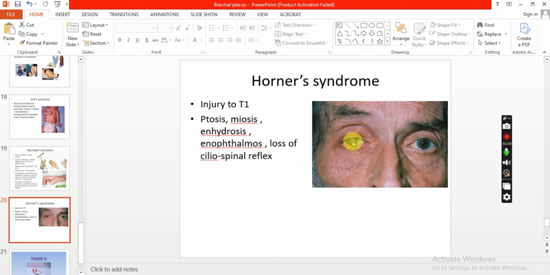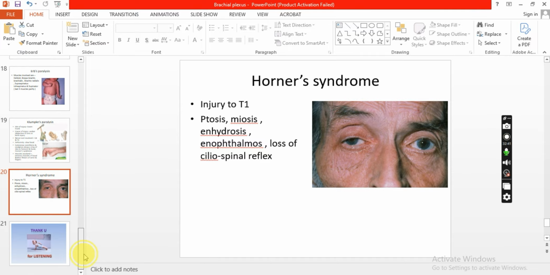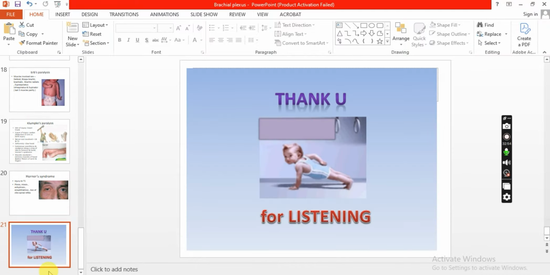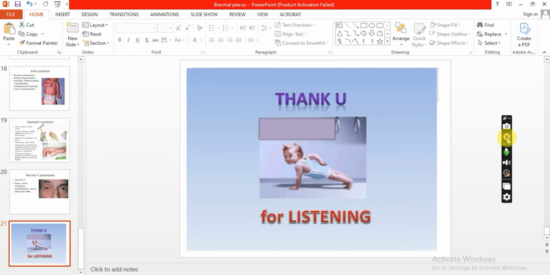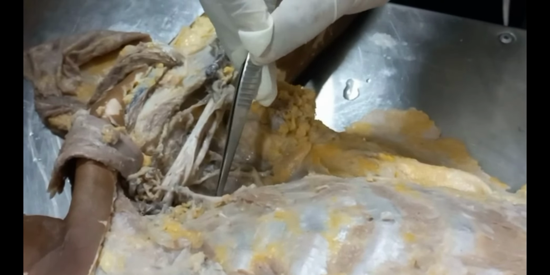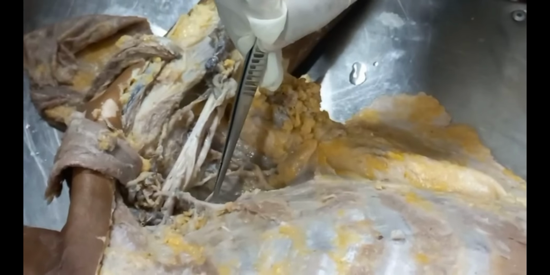Enophthalmos means sinking of the eyeball. You can see this eyeball looking much more sunken than the other one. That's all about Horner syndrome. Horner syndrome is also seen as a part of Klumpke's paralysis when the sympathetic nerve fibers are also involved. Okay. Serratus anterior is supplied by the long thoracic nerve, otherwise called the nerve of Bell, B-E-L-L.